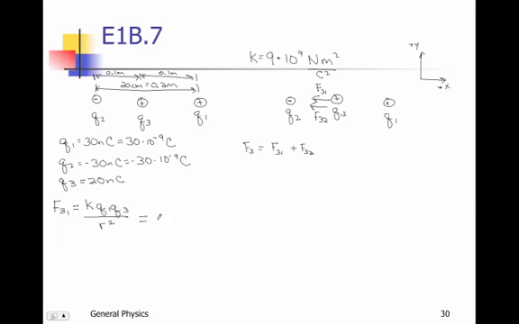So I'm going to plug in here. And this R is the distance between Q3 and Q1, so I'm going to call that distance r31, just so I know that's the distance between these two charges. All right, now I'm going to plug in numbers, and I get 9 times 10 to the 9th newton meter squared per coulomb squared times the charge on Q1, which is 30 times 10 to the minus 9 coulombs.